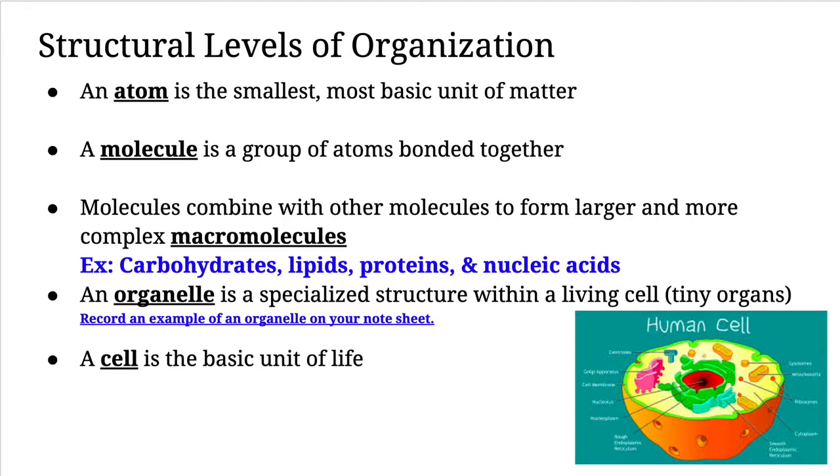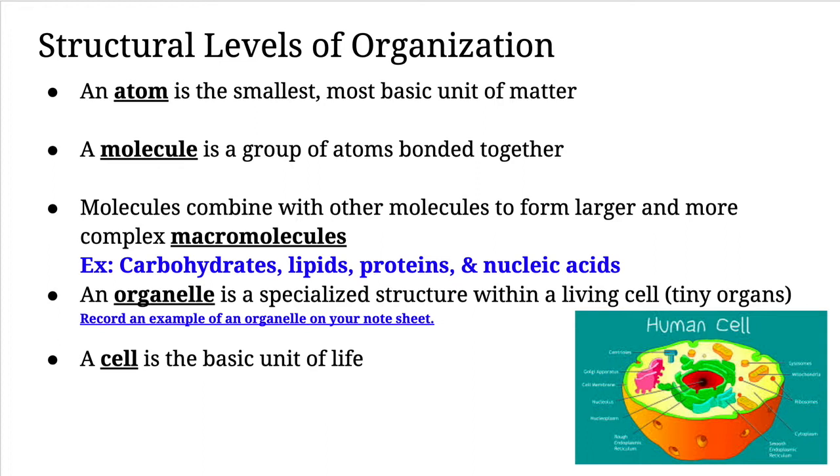So if we look at the smallest thing that we can divide anything living or non-living into, it would be an atom. That's going to be the smallest, most basic unit of matter. So anything living or not is made up of atoms. When atoms are grouped together or bonded together, they will form molecules. So for example, if you had two oxygen atoms bonded to a carbon atom, that is going to make a molecule of carbon dioxide.